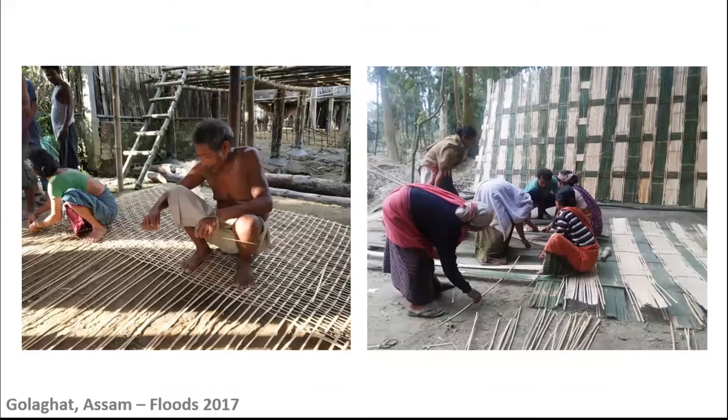For the structural frame, we trained local masons. They built the structural frame. But the wall panels were mainly done by the families themselves. It is a traditional practice in Assam that when they have to build walls, all the neighbors come together for the last couple of days to help the family finish their house. And then they have a feast together. There is a name for this entire cultural practice. It's called Hariya in Assam.